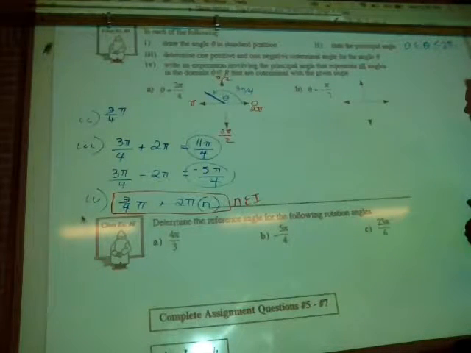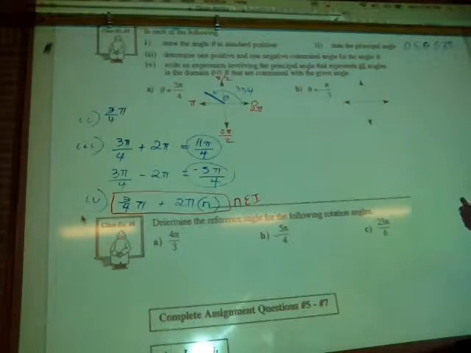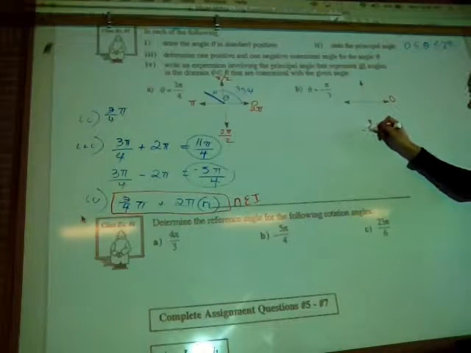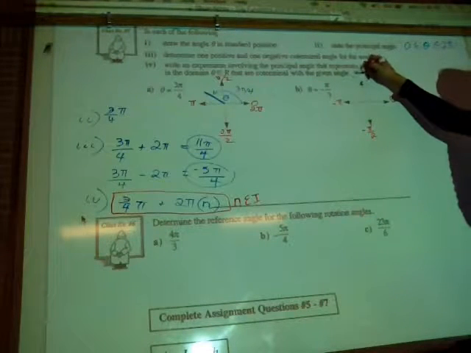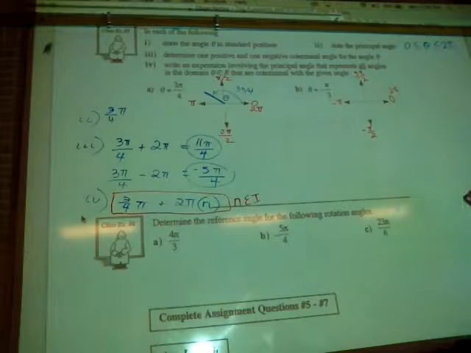Alright, for part B, let's label our axes, but we're going to go a little bit different because we have a negative angle. So we're going to go the opposite direction. This would be 0 radians. We'd have negative pi over 2 radians, negative pi, negative 3 pi over 2, and negative 2 pi. So negative angles always go clockwise.